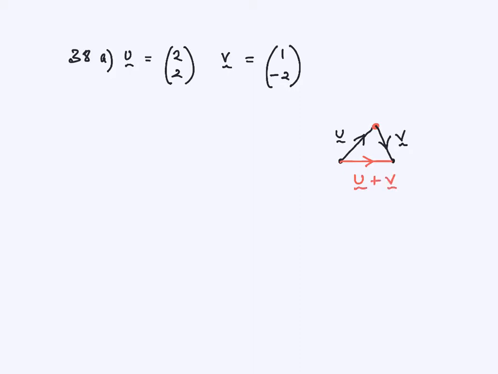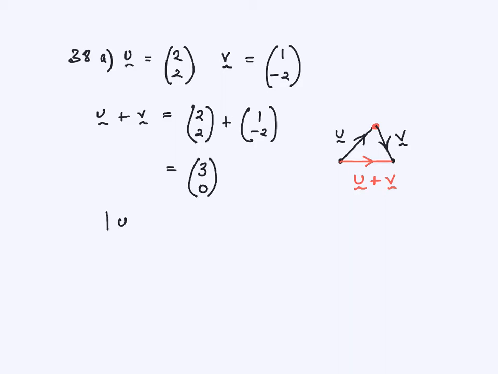Now, u plus v, if we do a numerical calculation, it's 2 plus 1, 2 minus 2. 2 plus 1 is 3. 2 minus 2 is 0. So it's 3 along, 0 up. That corresponds with the diagram. We want to work out the magnitude of u plus v. So we square the x component, square the y component, and take the square root of the total.